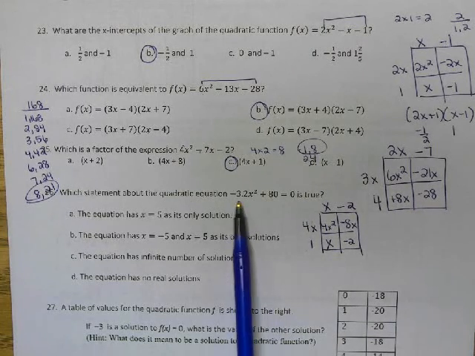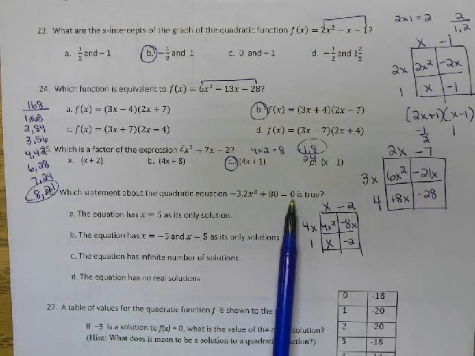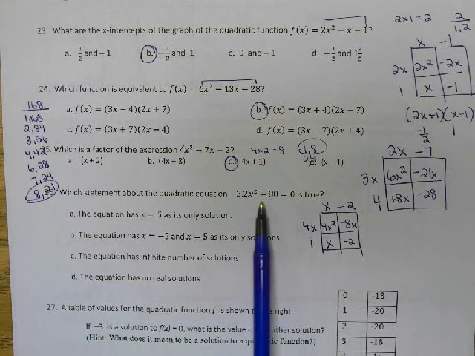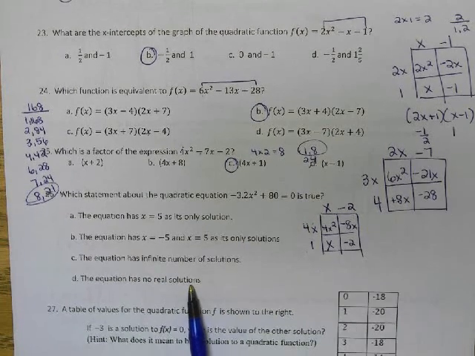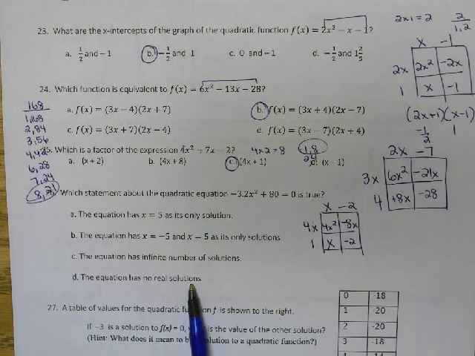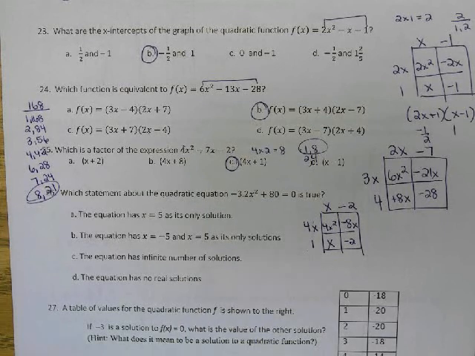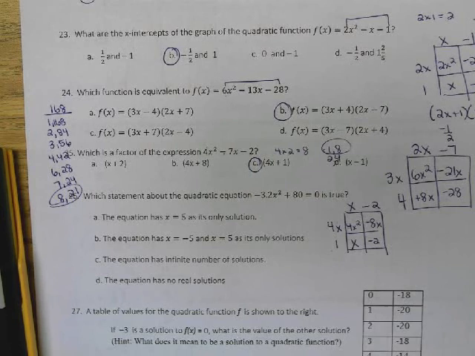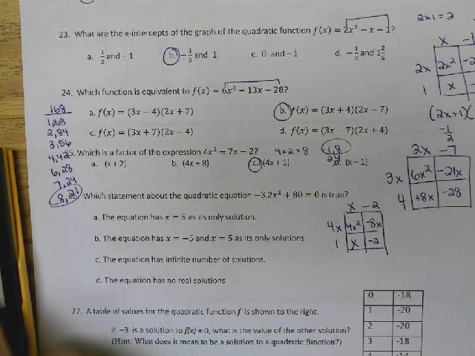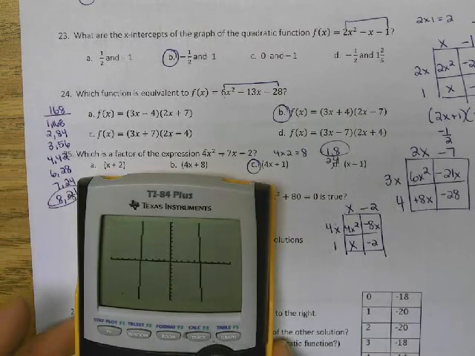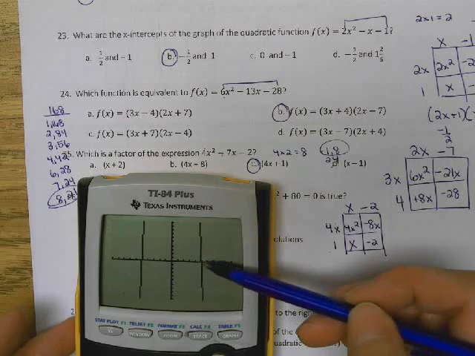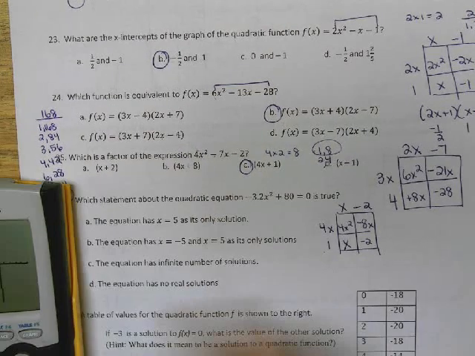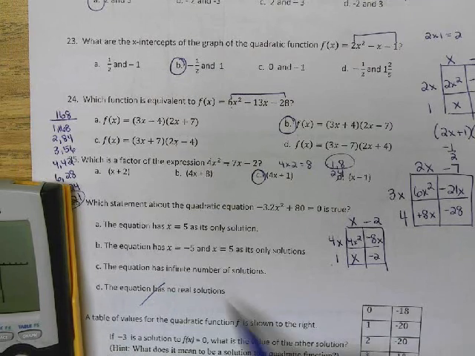Alright, so I have negative 3.2x squared plus 80 equals 0. We want to know which one of these is a true statement. So I can actually graph this equation on my y equals since I'm dealing with decimals. So negative 3.2x squared plus 80. And if I graph that, okay, I can see that I do have two solutions. So I can get rid of no real solutions.